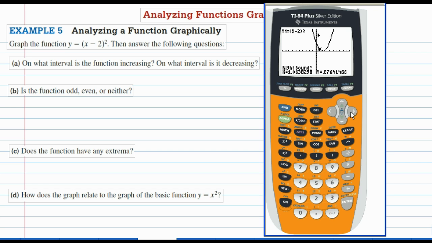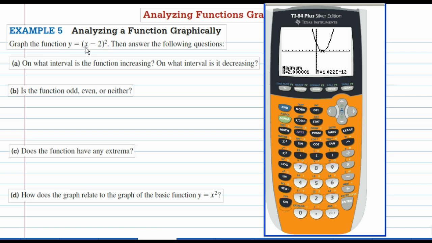My left bound, enter. Somewhere off to the right, I'm going to enter for the right bound, and then I'm going to go back on the guess, enter. And there's the minimum. Now it says 2.000001, and then it says 1.022 e to the negative 12. What that e means is scientific notation, times 10 to the negative 12. So you're going to move that decimal left 12 places. Your calculator is not a perfect machine. This is actually the point 2, comma 0.